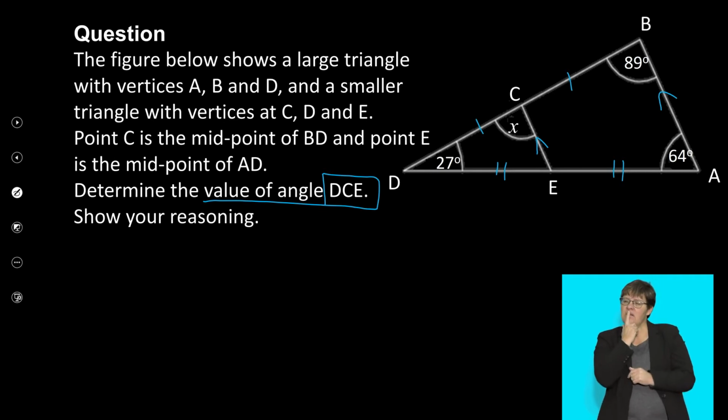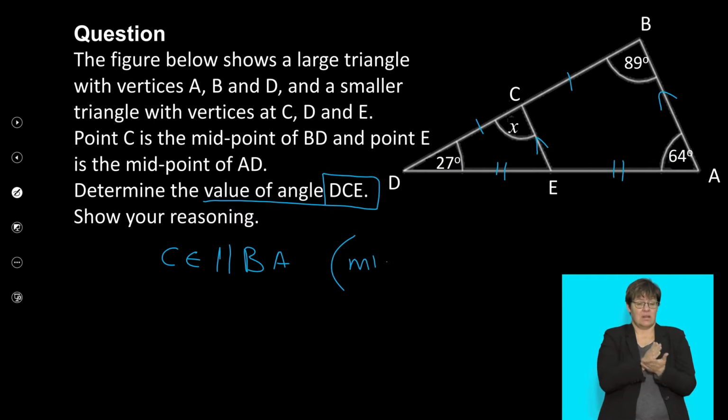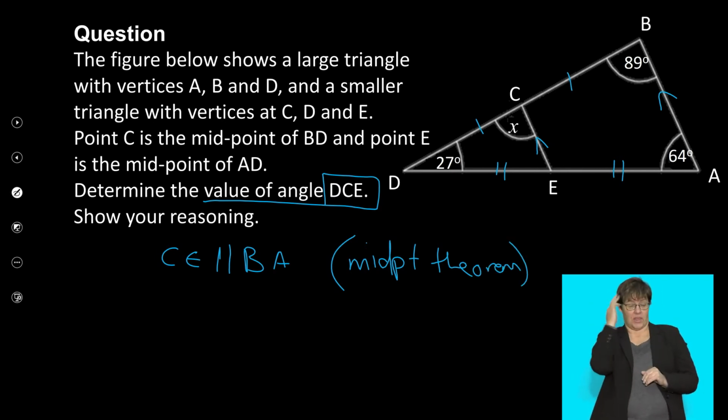So simply, you're going to start by first saying CE is parallel to BA. And then your reason will be midpoint theorem. Midpoint theorem. You don't need to prove the midpoint theorem. Remember, guys, in Euclidean geometry, once you now know the theorem, only when they want you to prove it do you prove it. If you are using it, you just state it.